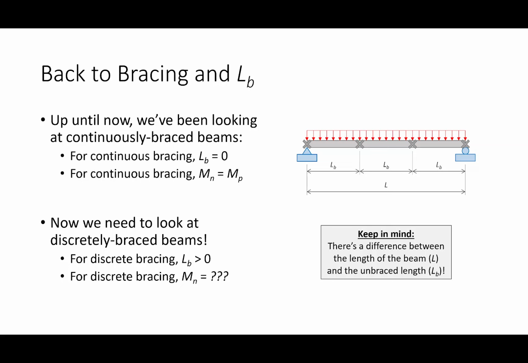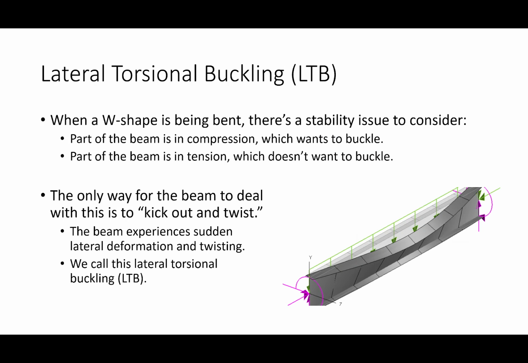Now remember, here's a beam. There is a big difference between the unbraced length and the span length. A beam might be 30 feet long, but the distance between braces might only be 10 feet. The idea is that the span length is the value that affects your structural analysis a little bit more. The unbraced length is the value that affects your capacity and your design a little bit more. So just keep that in mind.